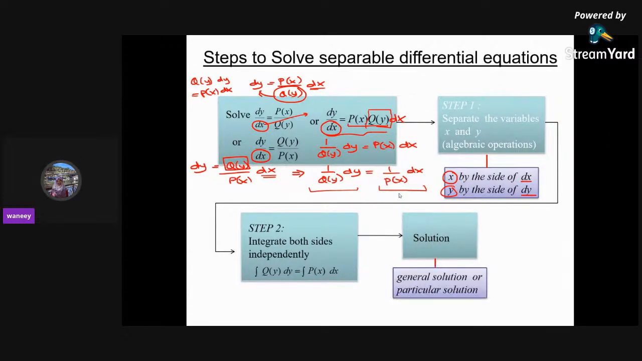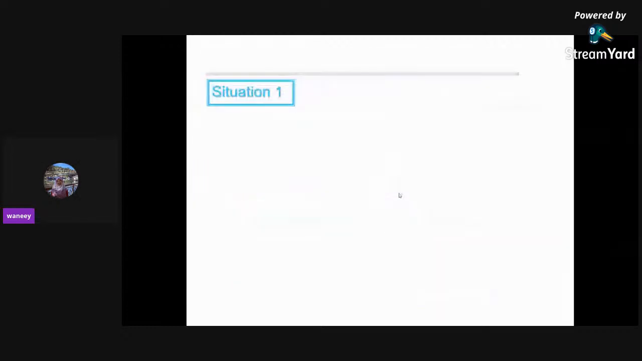Is it a general solution or a particular solution? If they didn't give you any value to substitute, it's supposed to be a general solution. If they give you some value to substitute, it's supposed to be a particular solution. Okay, next. For example, dy over dx is equal to 2x.